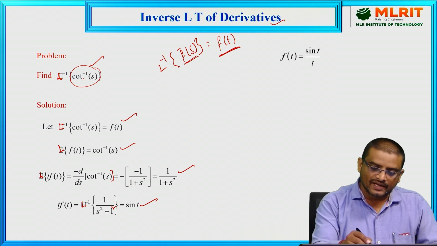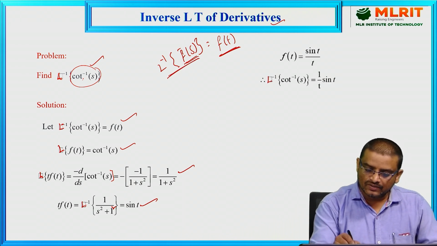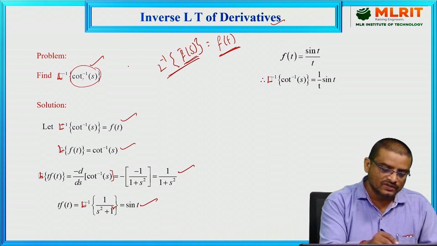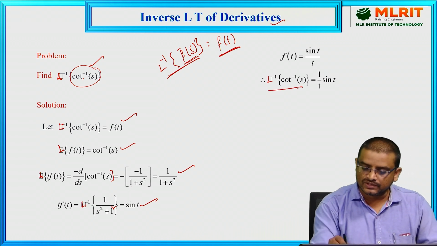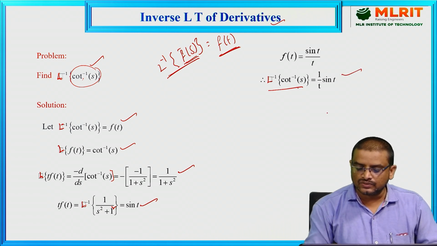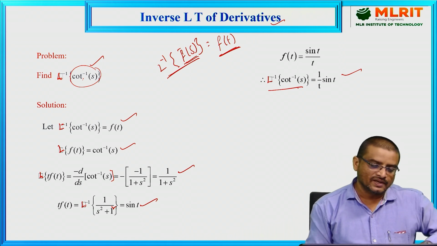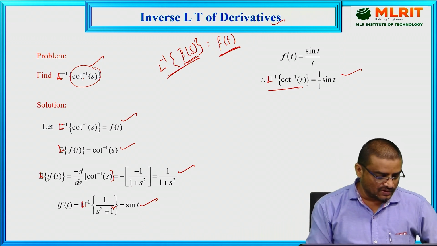So we can take f of t is equal to L inverse of that. So L inverse of, what is the function we have considered for f bar of s? That is cot inverse s, which is equal to 1 by t into sin t. So this is another way how we can apply this inverse Laplace transform of derivative here.